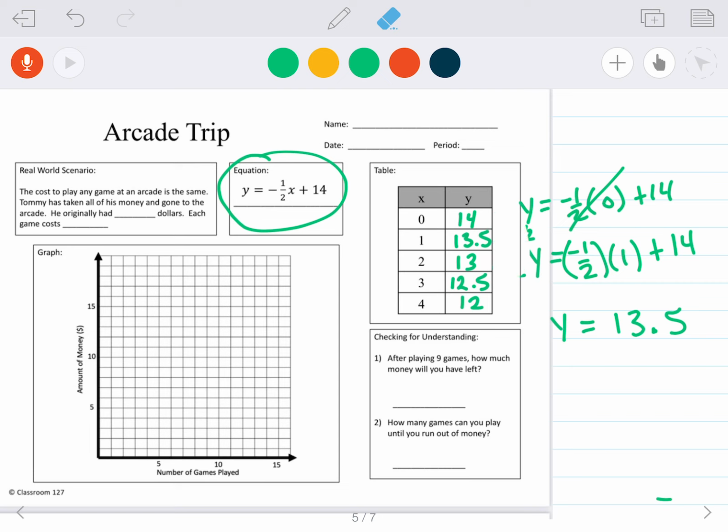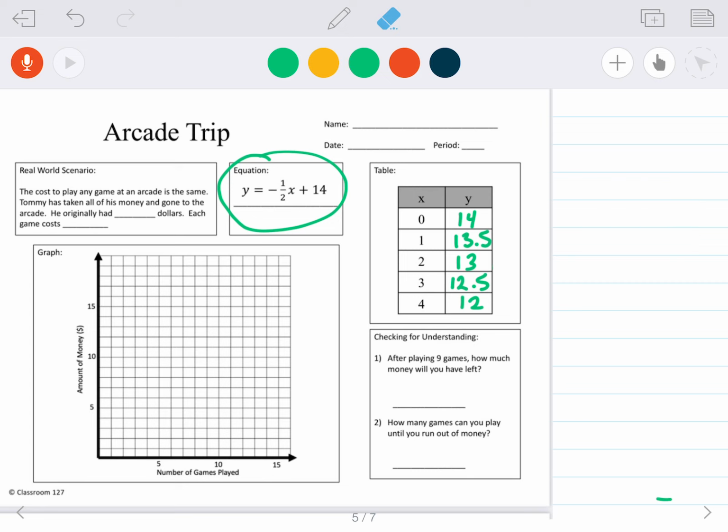We can graph this. Unfortunately, we have decimals, which, whatever, it is what it is. Do we have to actually graph the table, or should we graph some other points? Well, let's just graph the table. We're just going to have half numbers. First one, when x is 0, y is 14. So that occurs right here. When x is 1, y is 13.5. So that is going to be right here. When x is 2, y is 13. When x is 3, we have 12.5.